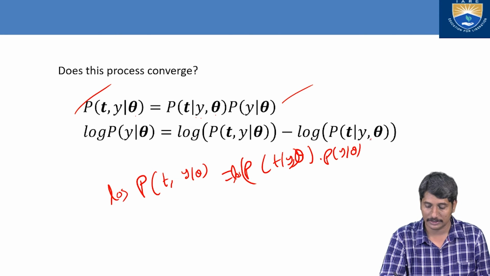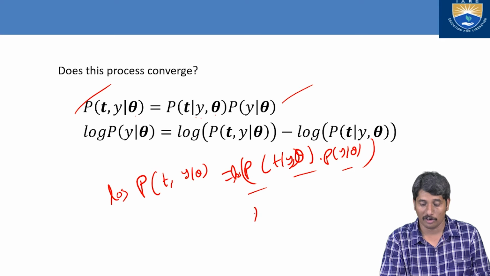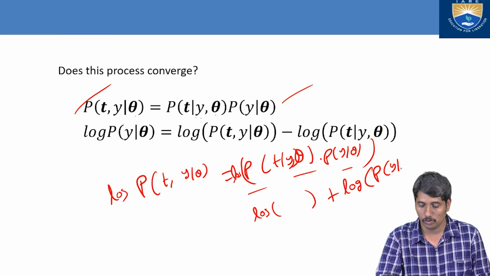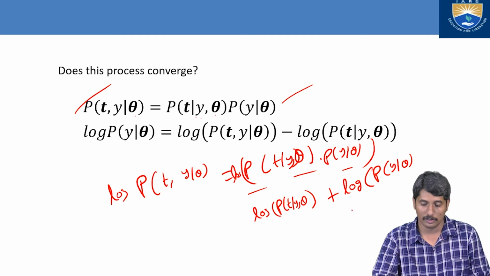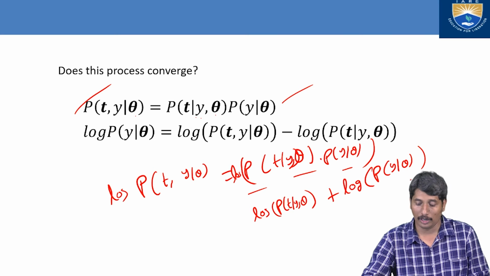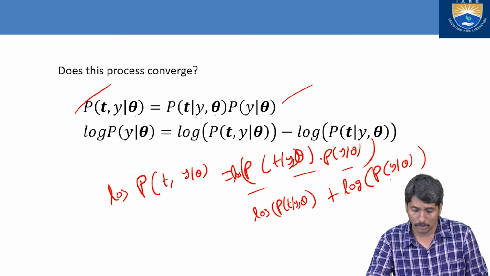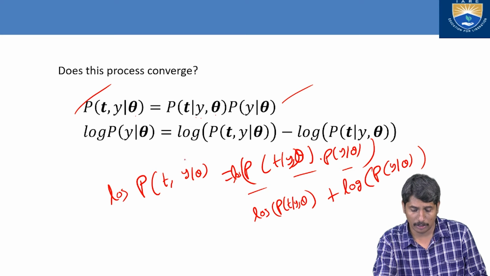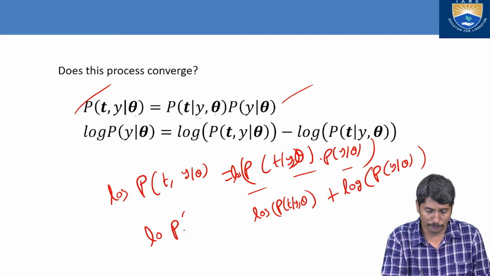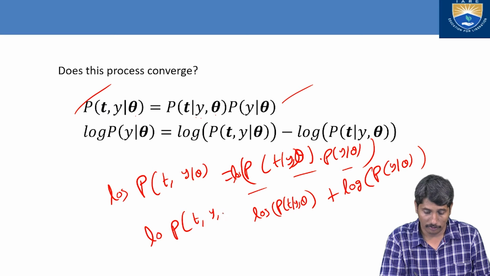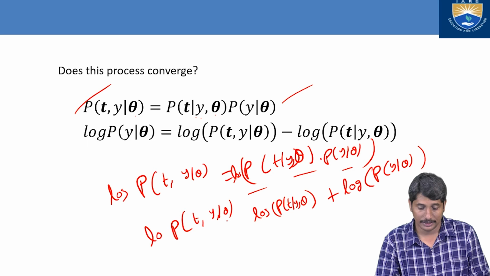Applying log on both sides. You know what log is: log of m n is log m plus log n. So what do you get? Log p of t given y comma theta plus log p of y given theta. Now your interest is log p of t comma y given theta, right? This is the log.